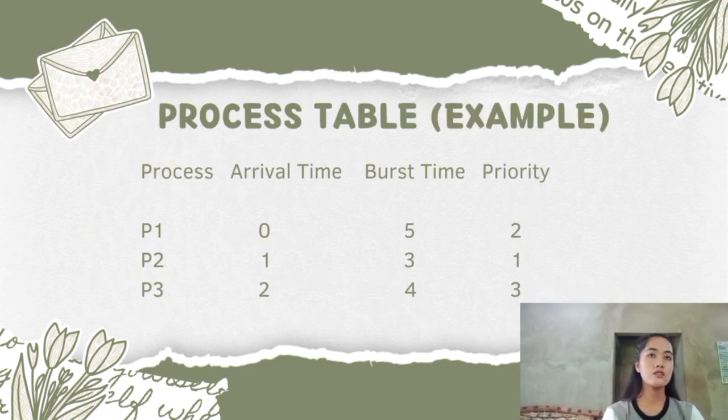Let's look at the example process table. We have three processes, P1, P2, and P3. P1 arrives at time 0 with a burst time of 5 and priority 2. P2 arrives at time 1 with a burst time of 3 and priority 1. P3 arrives at time 2 with a burst time of 4 and priority 3. Remember, lower number means higher priority, and this is non-preemptive.